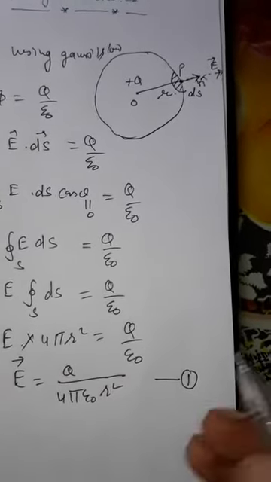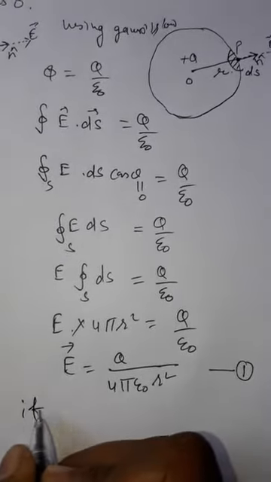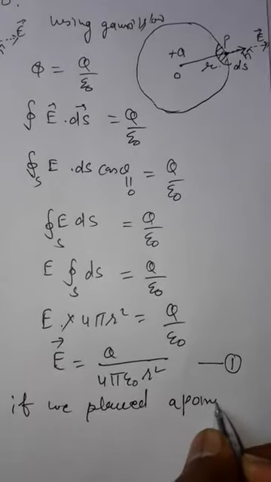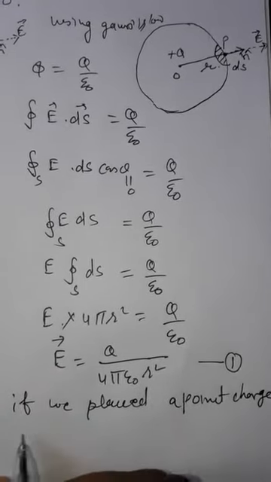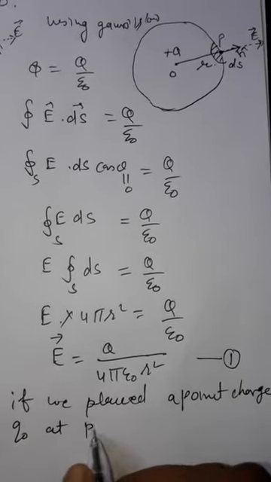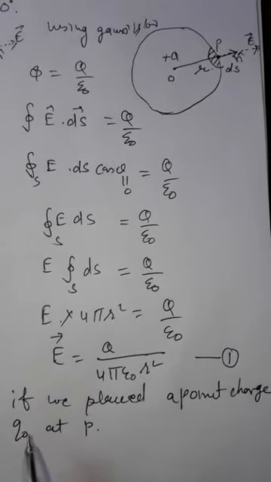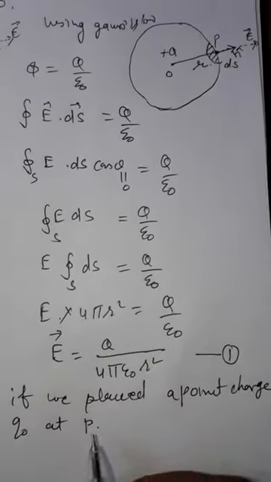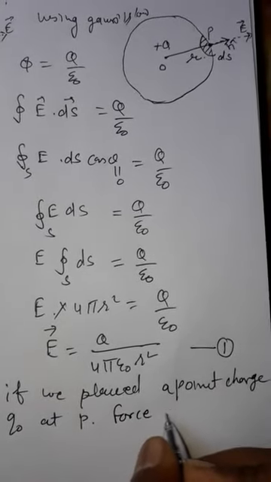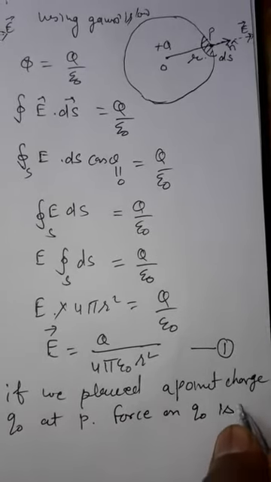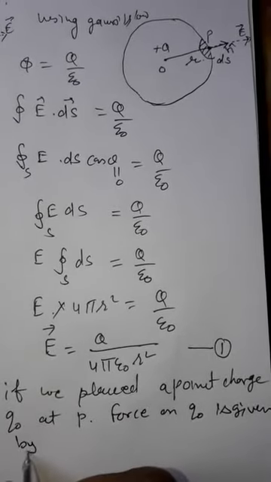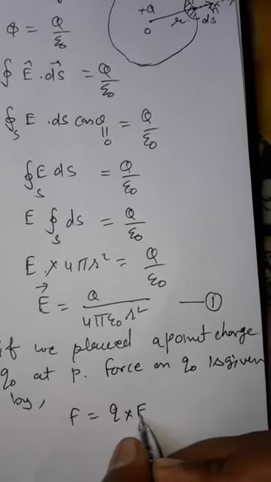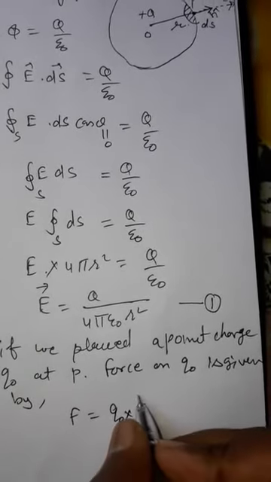Now if we place another point charge, say q naught, at point P, then this charge must experience a force of attraction or repulsion due to this electric field. So the force on charge q naught is given by F equal to q naught into E.